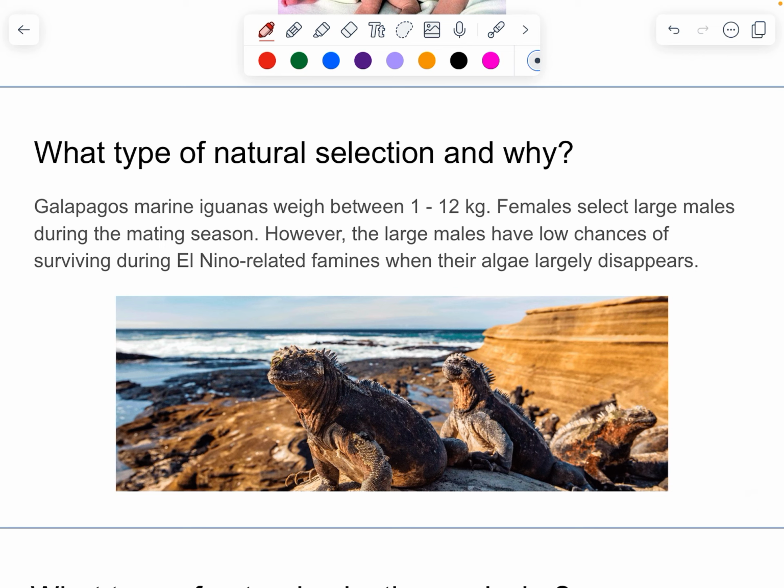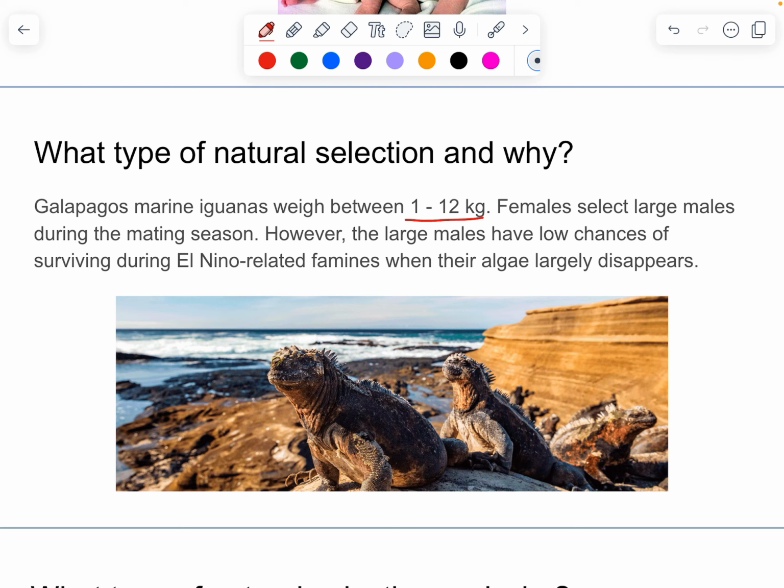So here's the second scenario. Galapagos marine iguanas weigh between 1 to 12 kilograms. That is a wide range. Now, females select larger males during the mating season. However, these larger males have lower chances of surviving during the El Nino-related famines when their algae, their primary food source, largely disappears. Because larger males, they require more food to keep up their energy demands.